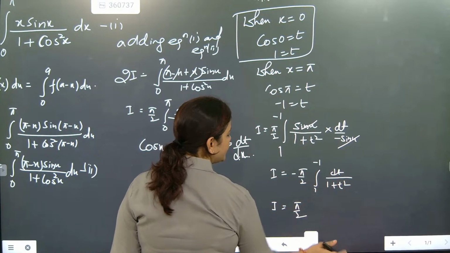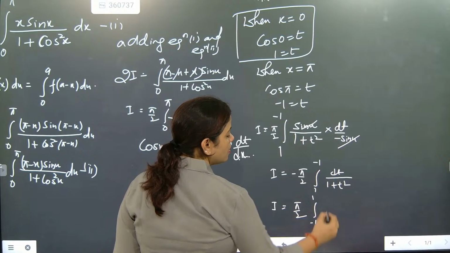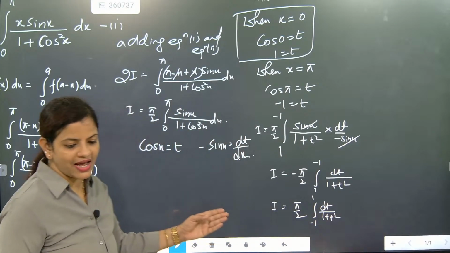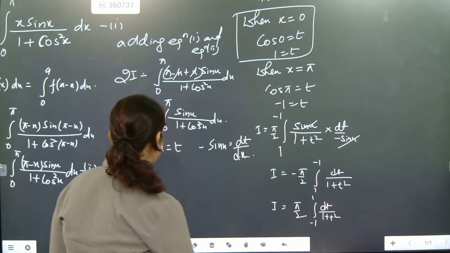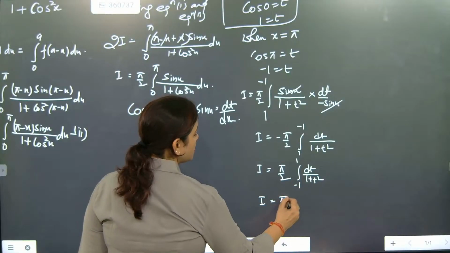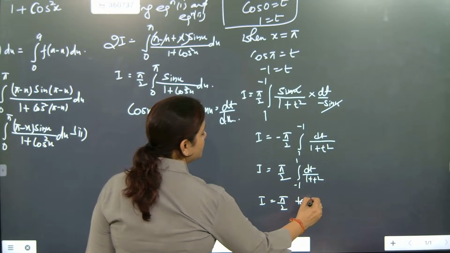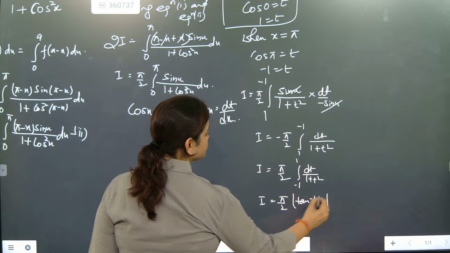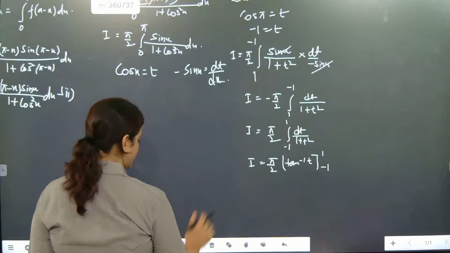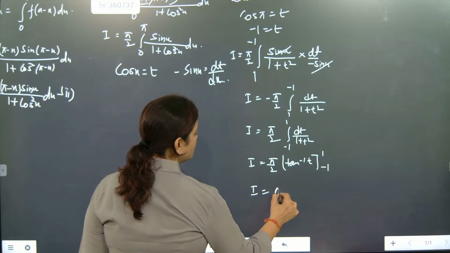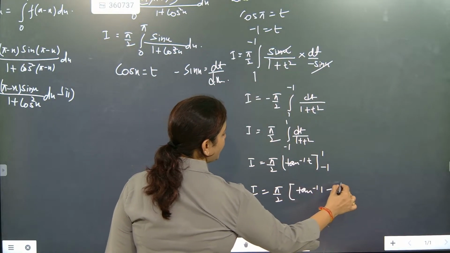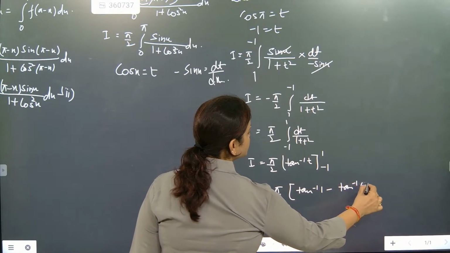It will come what? Minus 1 to 1, dt by 1 plus t square. Directly we can write like that now. So now what answer are we going to get? Here it is coming as what, beta? I is equal to pi by 2 times tan inverse t, from minus 1 to 1. So write I is equal to pi by 2 times tan inverse 1 minus tan inverse minus 1.